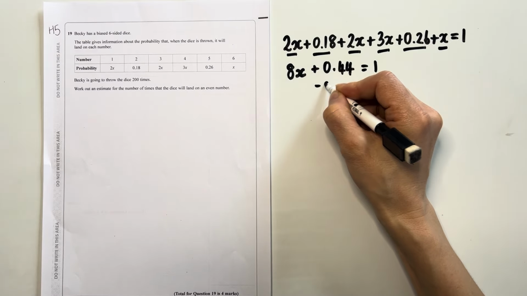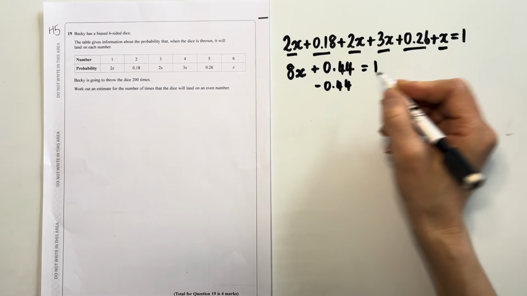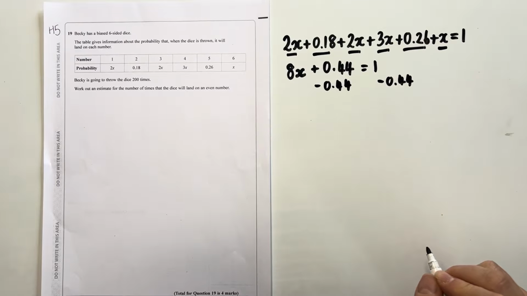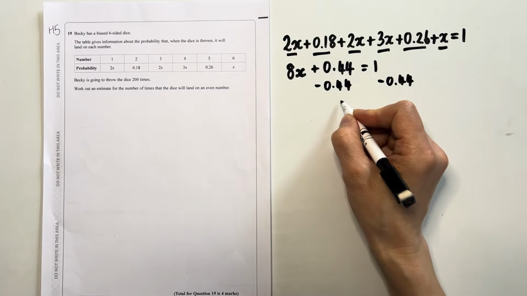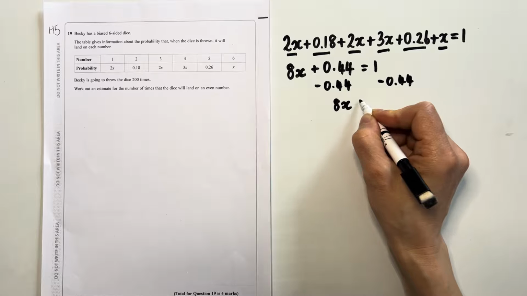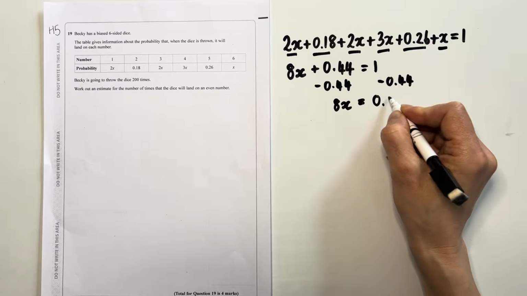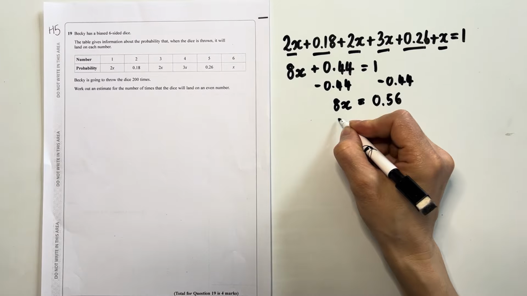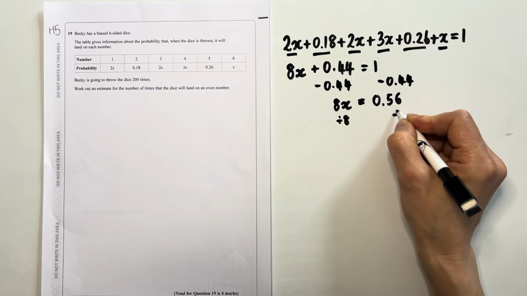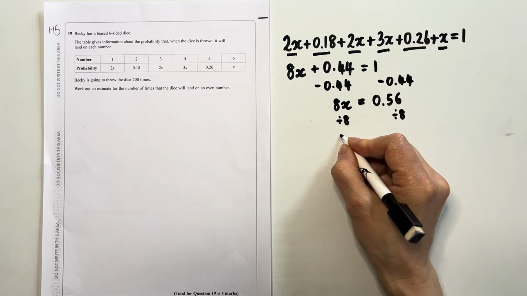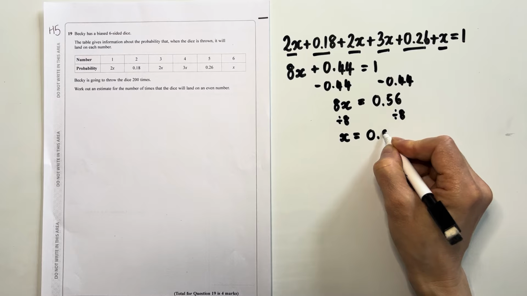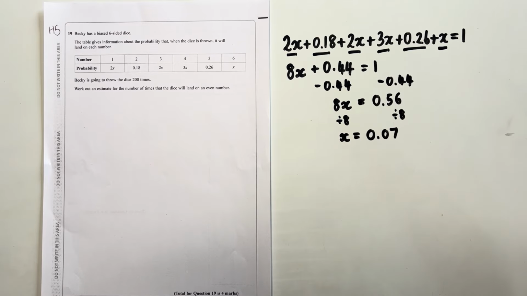If we then take away the 0.44 off the left-hand side, we need to also take it off the right-hand side, which would leave us with 8x is equal to 0.56. We then want to divide both sides by 8. This will leave us with just the 1x on the left-hand side, and we find that that is equal to 0.07.